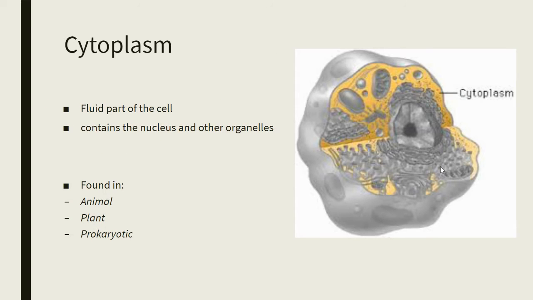Next, we have cytoplasm. It is basically the fluid part, so it's shown in yellow here. It holds the nucleus and any other organelles that are in the cell, and it is found in all types of cells. So you see this word root, cyto. Cyto means cell. So cytoplasm means some sort of plasma or fluid that's found in all types of cells.